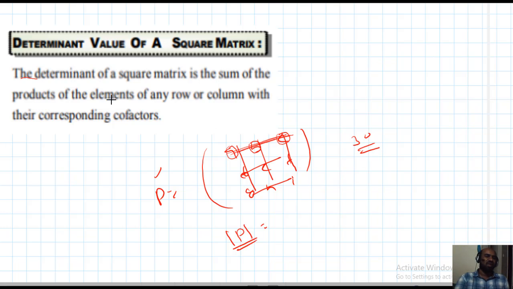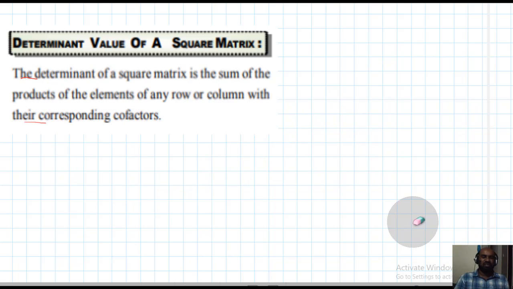That is the interesting thing. The determinant of a square matrix is the sum of the products of the elements of a row or column with their corresponding cofactors. Students, very important. I will explain through an example. Let matrix A be given as 1 2 1, 2 1 3, 0 1 4, for example, a 3 by 3 matrix.